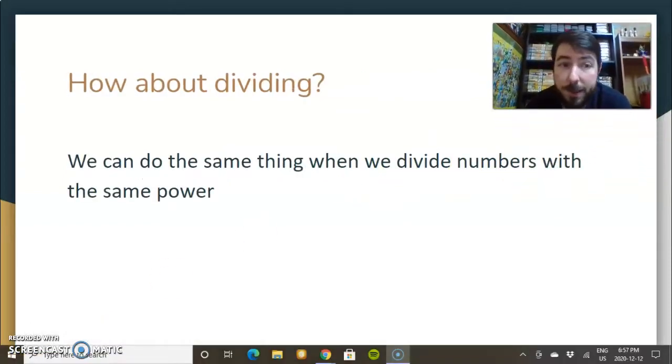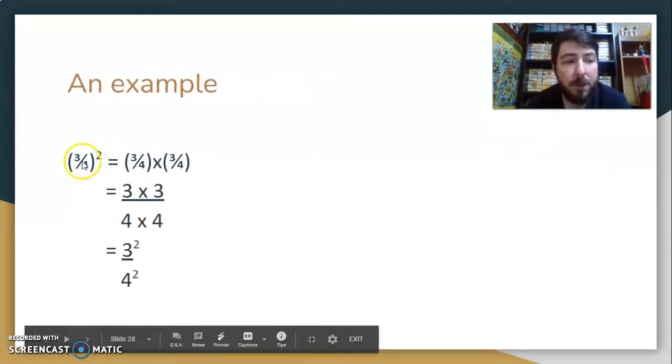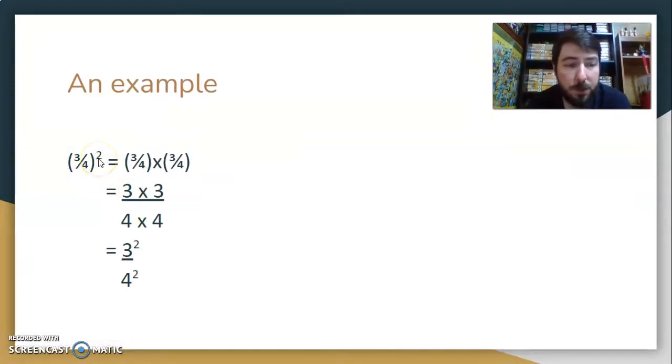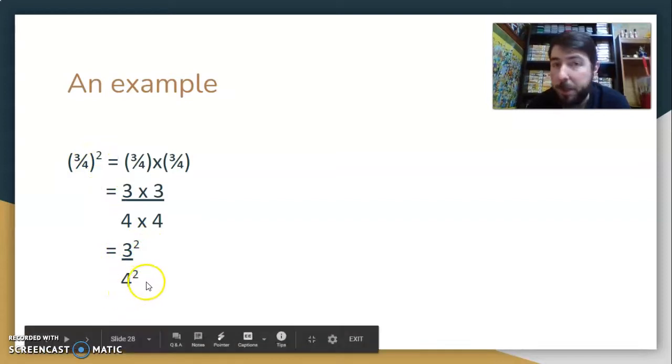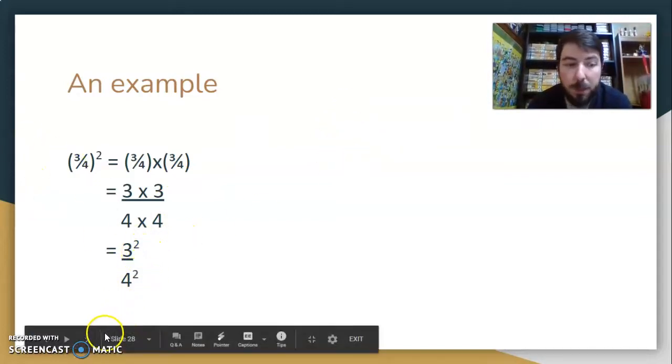Okay, so this is the last exponent law. We can do the same thing when we divide numbers that have the same power. So I'll show you what I mean by that. If we have 3 over 4 to the power of 2, it equals 3 to the power of 2 divided by 4 to the power of 2. So just like how when we're multiplying, the power went with each number, when we divide, the power can also go with each number.